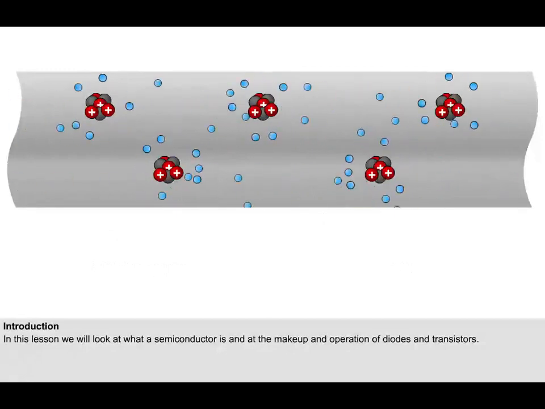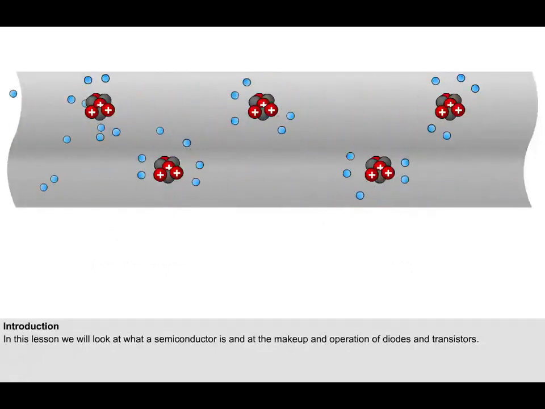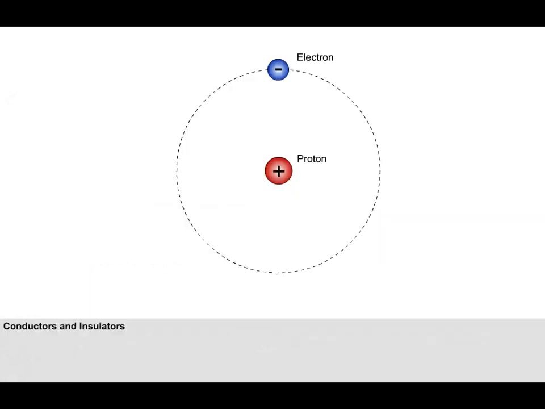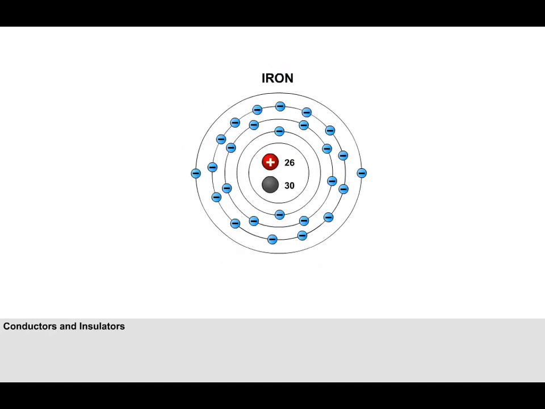We will begin the lesson by reviewing the atomic construction of conductors and insulators. The simplest atom is the hydrogen atom. It consists of a nucleus containing one proton, positively charged, with one electron, negatively charged, orbiting about the nucleus. Conductors and insulators have more complex atoms, with greater but equal numbers of protons and electrons, with the latter orbiting the nucleus in multiple orbits or shells.